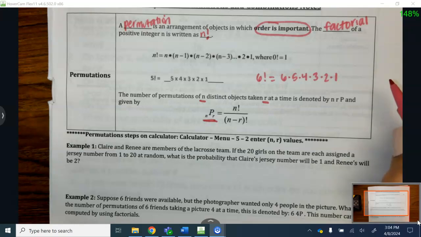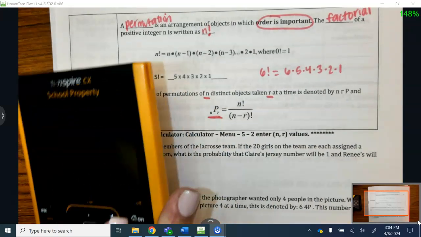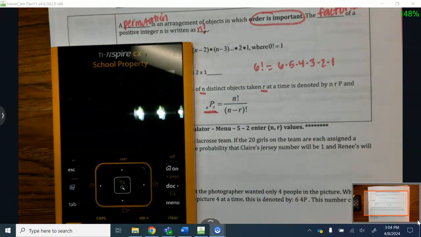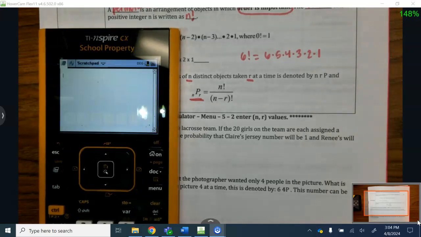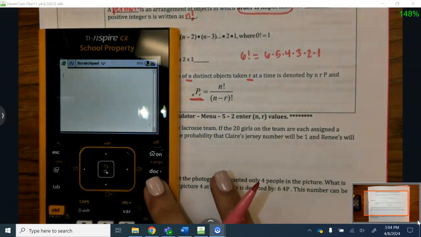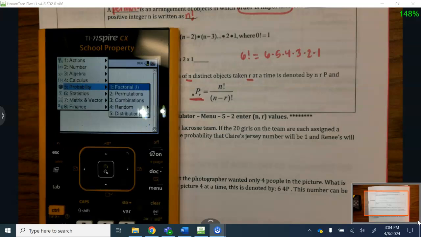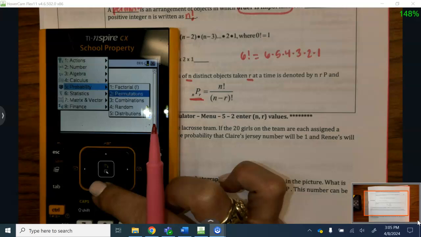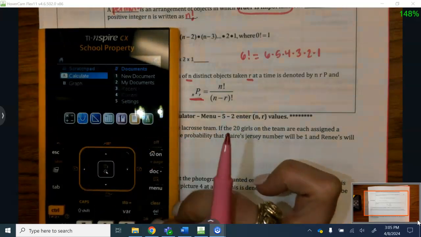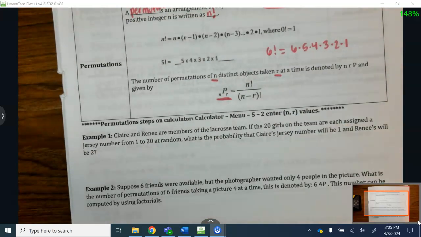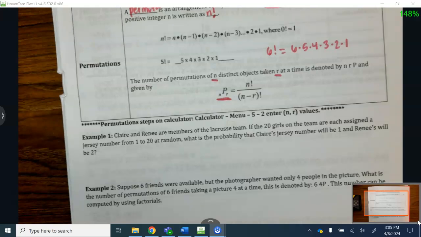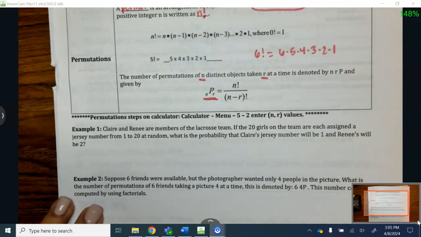So here are the steps on your calculator, okay? When you do probability, if you go to menu 5, there's an entire menu for probability alone. We're going to look at permutations and combinations today. Let's look at a couple of examples of permutations because it's really important that we understand when I'm taking a permutation versus a combination. So you have to ask yourself, is the order important?